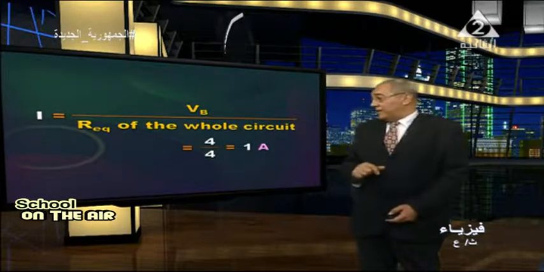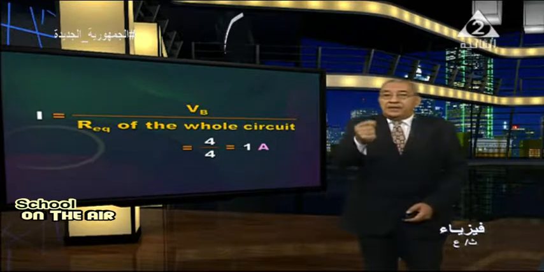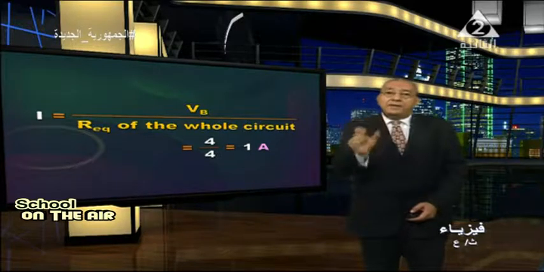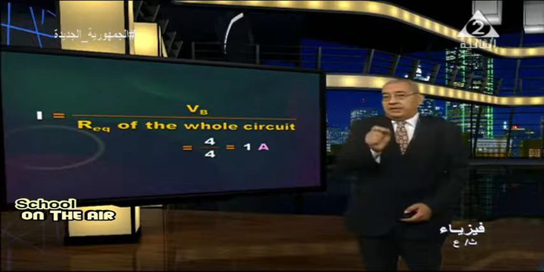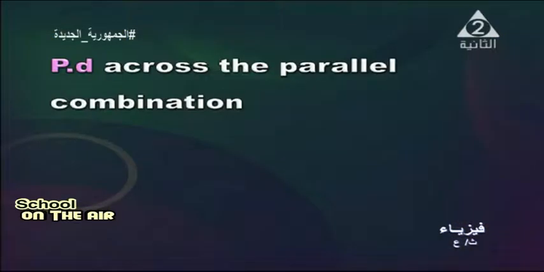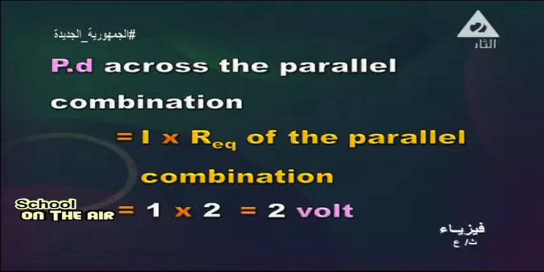And to calculate the current in a combination connected in parallel, we need to calculate the voltage across this particular combination, okay? The voltage equals current times the resistance of this combination only. So potential difference across the parallel combination equals 1 times R equivalent of the parallel combination, okay? So it is equal to 1 times 2, it is 2 volt.